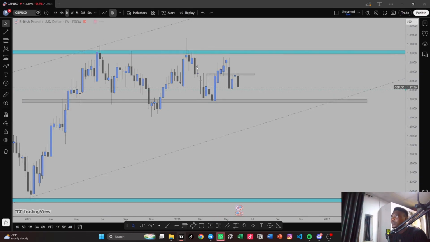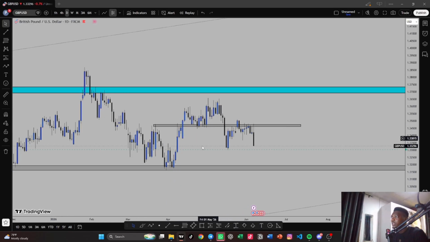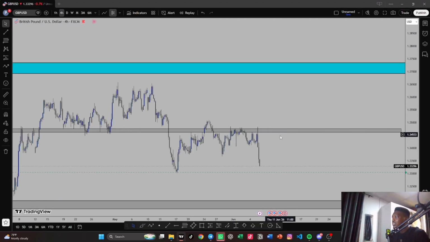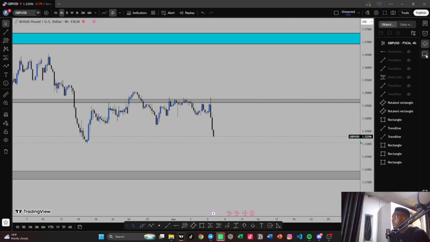If we move down to the daily, this is how I get my entry. We see this push, a retracement, a push, price creates a lower low, a lower high, then there is a double top here and price is currently dropping. I use one of my favorite entry techniques to enter this trade. Let me now bring those things back.